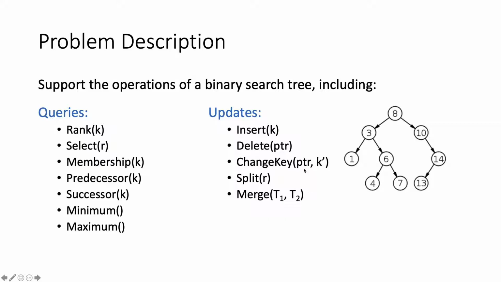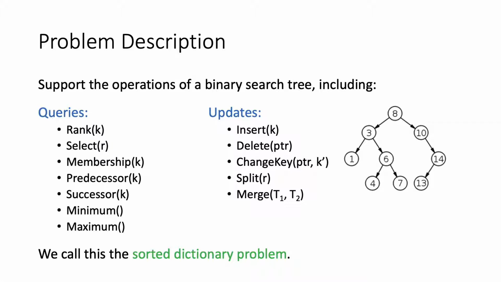the element, and we'll do a split operation where we return two data structures of the same form with ranks less than or equal to r and ranks greater than r, respectively, and a merge operation, which takes two data structures where all the keys in T1 will be less than or equal to the keys in T2. And we're going to call this the sorted dictionary problem.